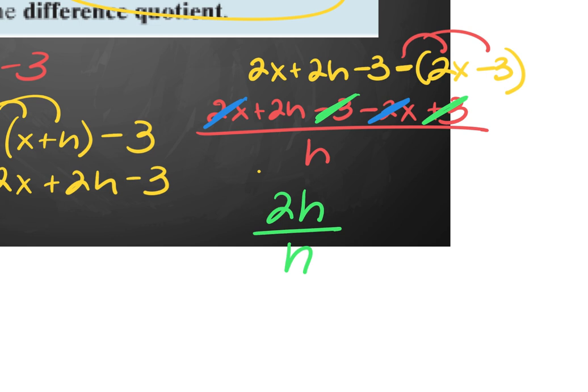Then can I simplify that? Yep, so at the end, the h that's in the bottom should cancel out. And what's left this time is just 2. It's not always going to be a constant. It could be an expression, which you'll see in a second, okay?